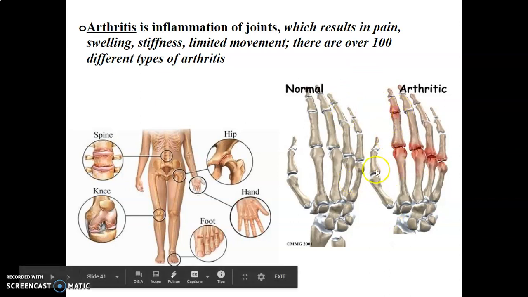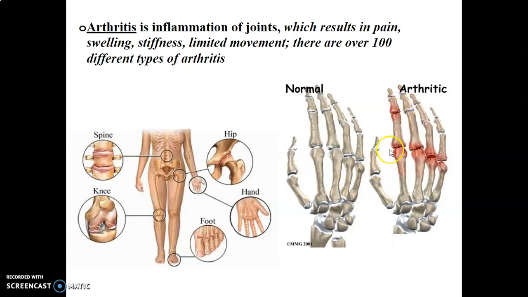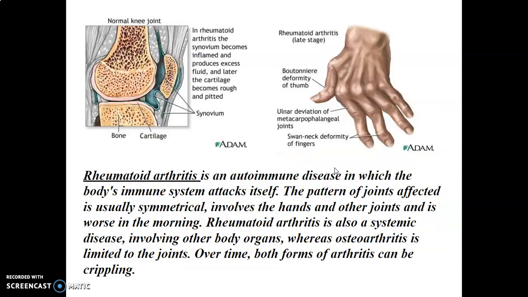Kind of got a good diagram here. Arthritic joints, you can see there's swelling. Redness indicates some pain there. Stiffness, maybe harder to move those joints.